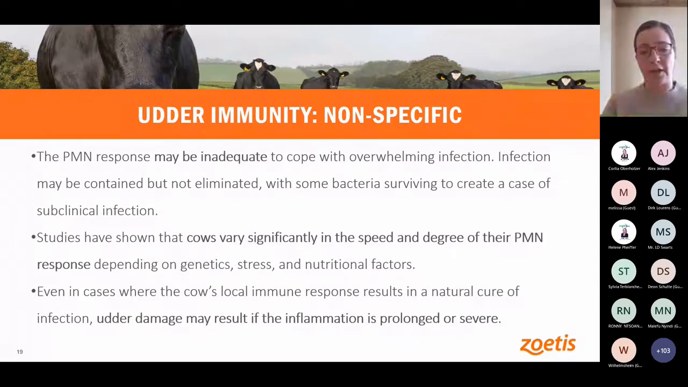And it has been shown that cows vary quite significantly in the speed and degree of their polymorphonuclear response. And this depends on genetics, stress, which can lead to immunosuppression, and nutritional factors, as I'm sure Alex told you a lot about just now. Okay. So there are cases where the cow's local immune response is actually adequate and it results in a natural or spontaneous cure of the infection, which is great. However, if that inflammation is allowed to carry on for very long, or it's a severe infection, that could cause quite a bit of other damage.